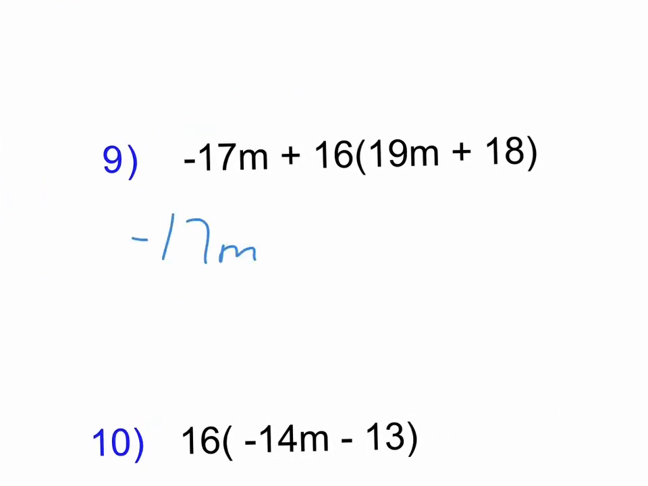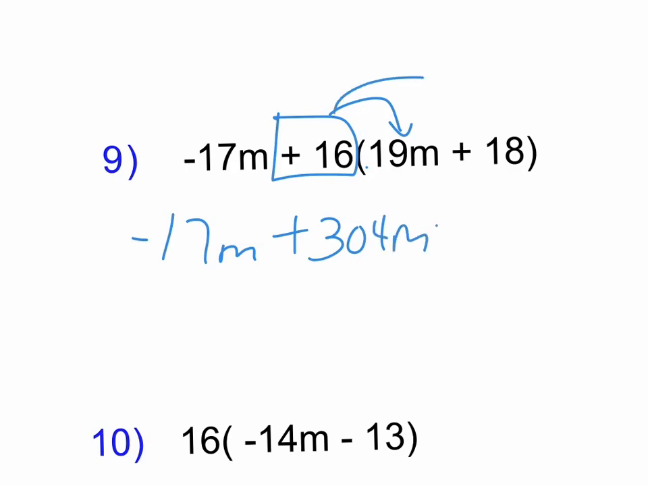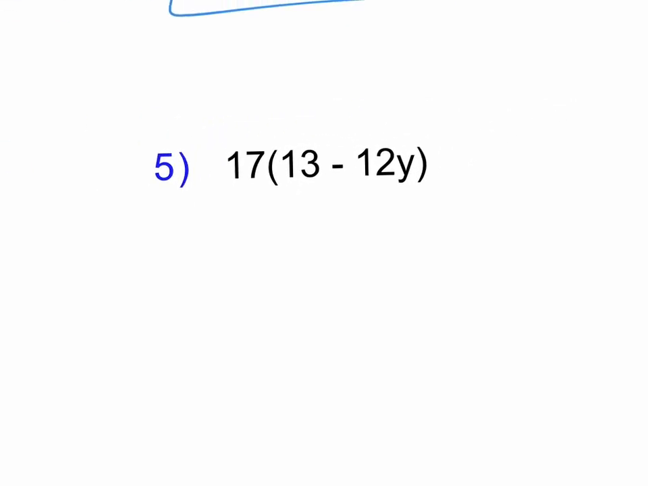All right, negative 17m, nothing's being done, so you just drop it. It's not being multiplied. Then I have that positive 16, and it is right by a parentheses, so I'm multiplying that on through. 16 times 19, a positive times a positive is a positive. And then 16 times 19 is going to get you 304, and then you keep that m there too. Okay, and then we have that 16, and we times it by that positive 18. 16 times positive 18. Positive times positive is a positive, and then you get 288. 16 times 18.